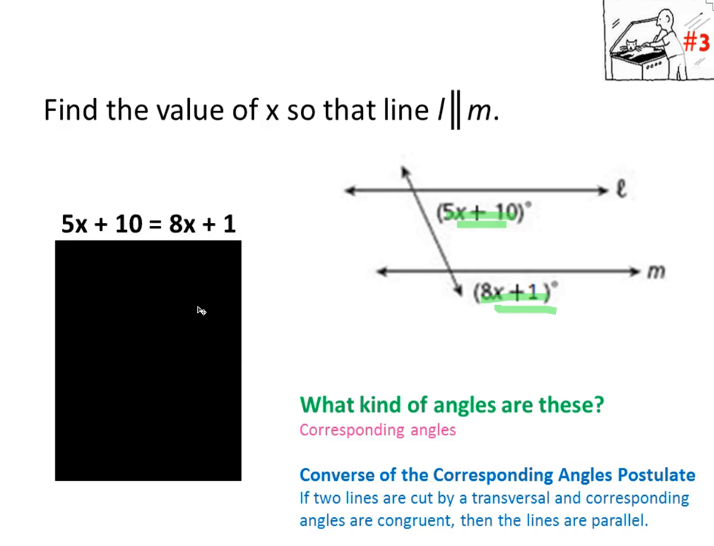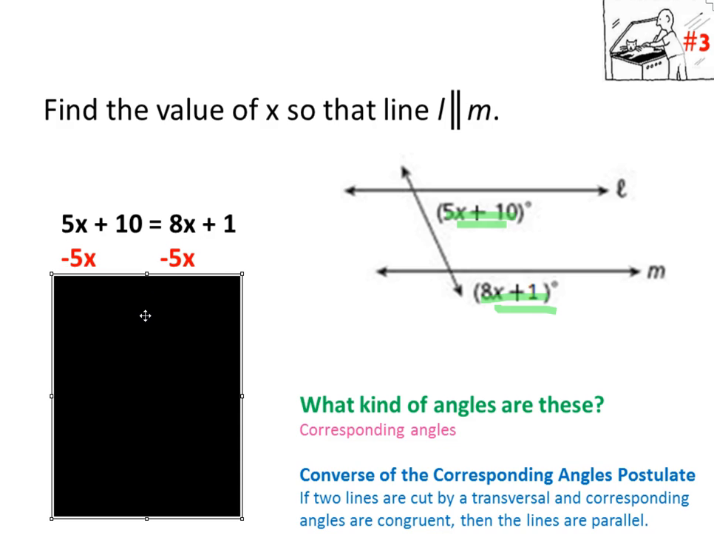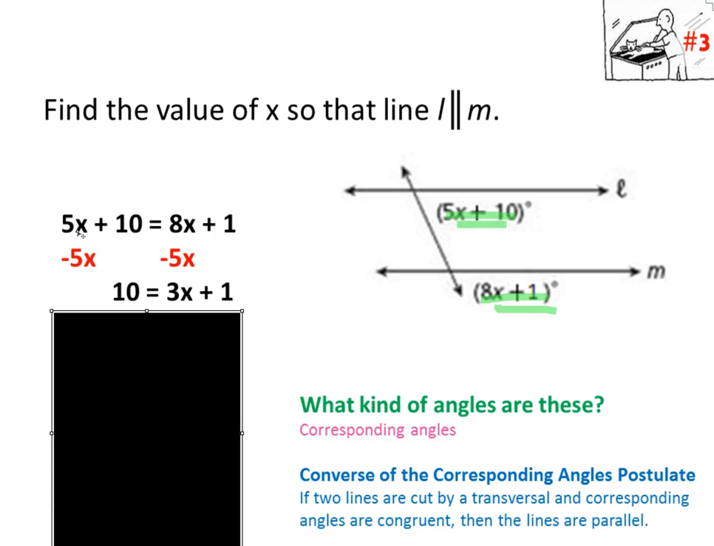So to figure out what x is, so that these are congruent, all we do is solve this. To solve this equation, we first want to collect the x's on one side of the equation. So I'm going to move this 5x to the other side. So I'm going to subtract that from both sides. I'm putting it underneath the 8x because 8x minus 5x is 3x. 5x minus 5x is 0, so this is our new equation.